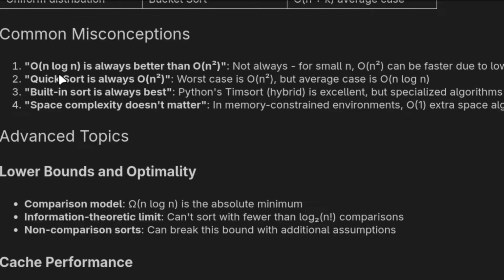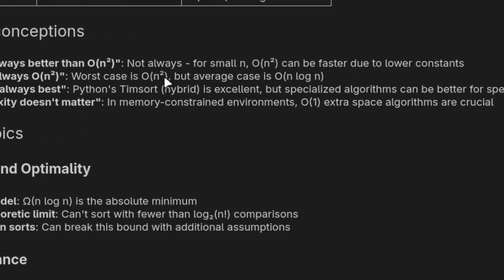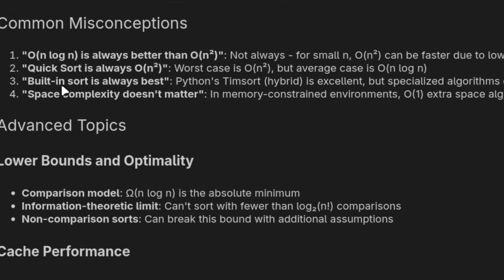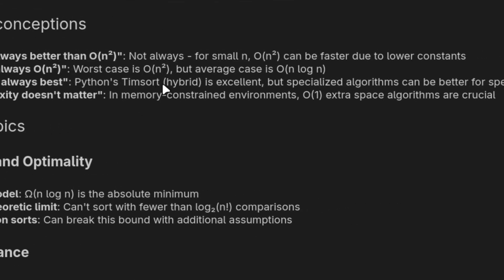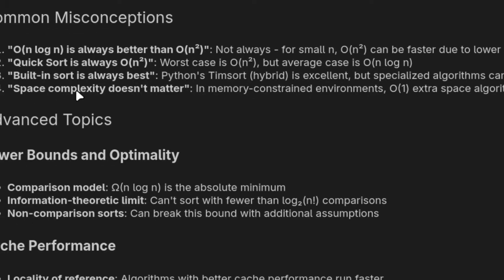Leave out the constants. See, take the C as 1. So I want you guys to find out up to which particular input size n squared is better than n log n. Quick sort is always n squared? No, worst case is n squared, but average case is n log n. Built-in sort is always best? Python's Timsort hybrid is excellent, but specialized algorithms can be better for specific cases.